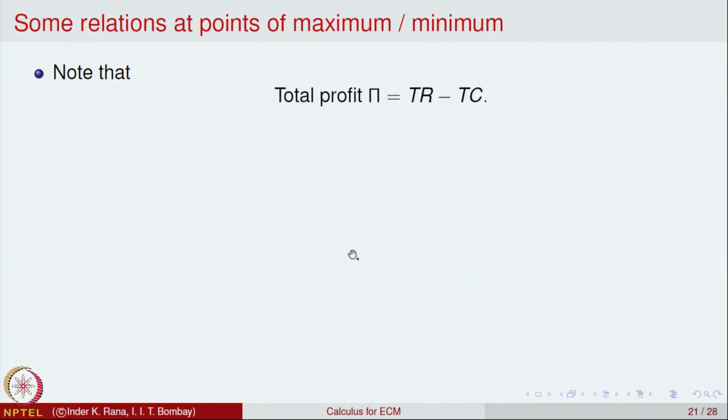We can also look at the total profit function at the points of maxima and minima. Total profit, we denote by pi, this is a Greek letter pi.